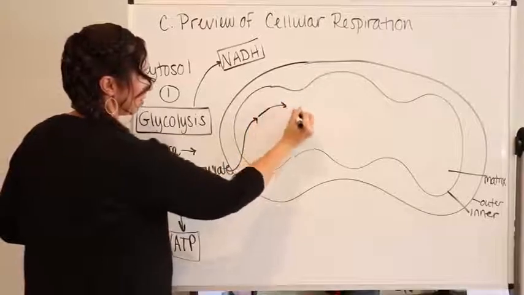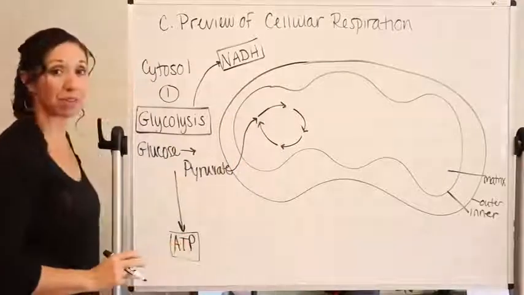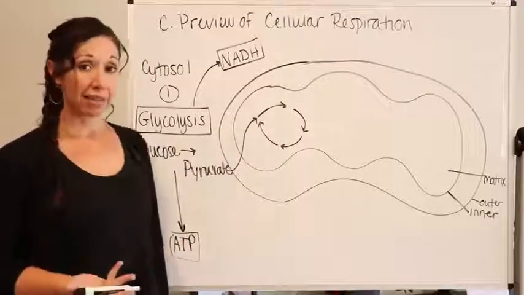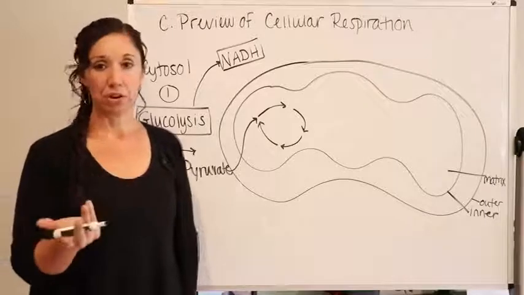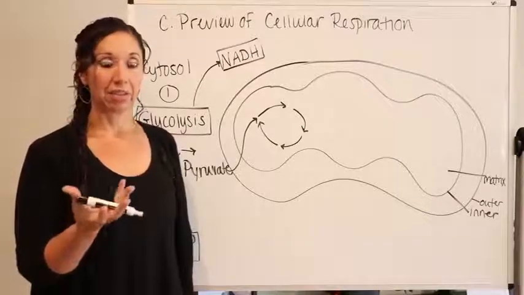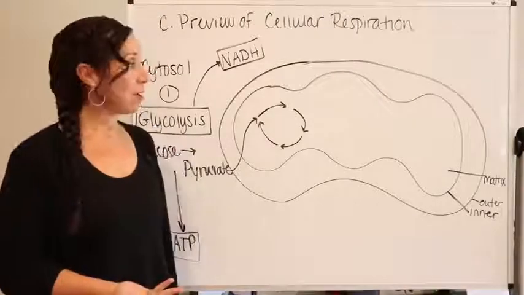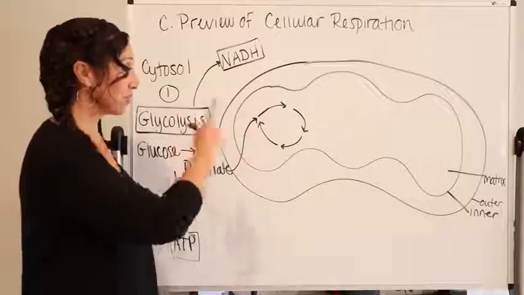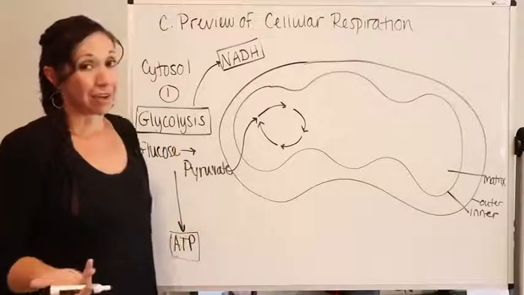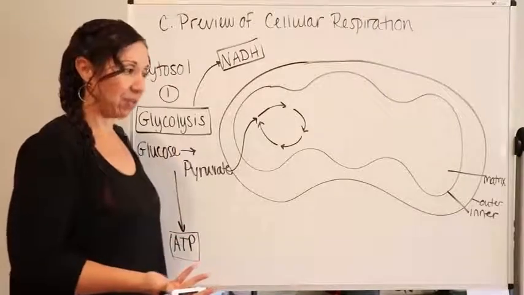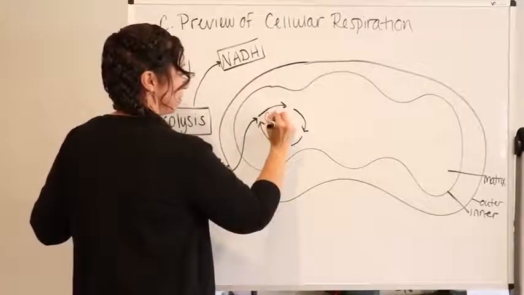And once it enters into the matrix, it goes through this cycle. There's a couple different names for the cycle. There's the citric acid cycle, or there's the Krebs cycle. You could use either term. They're both specific. A scientist with the last name Krebs discovered this, and so therefore it's called the Krebs cycle. It's also called the citric acid cycle because during this portion, you make a little bit of citric acid. So I'm used to saying citric acid cycle. Some are used to saying Krebs cycle. Same thing. So I'll just say the citric acid cycle.